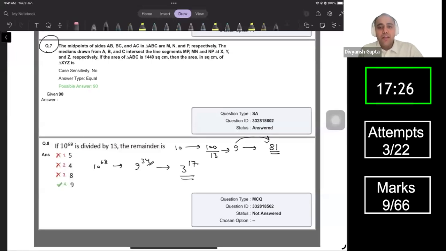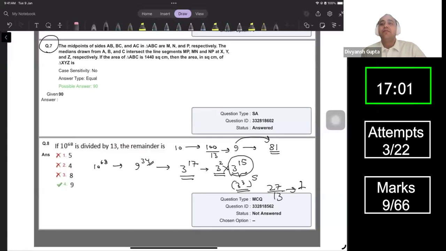Now, this is what we need to deal with. This luckily can help me because if I write it like this, 3 square into 3 to the power 15. And if I write 3 to the power 15 as 3 cube to the power 5, 3 cube is 27. When 27 is divided by 13, you will get 1 as your remainder. So this works for me. The remainder of this will be 1. So 1 into 9 will be my remainder. That is 9. So 9 is my answer.